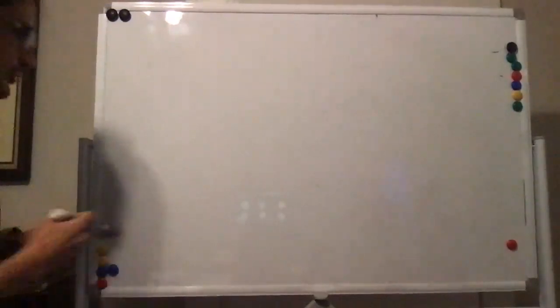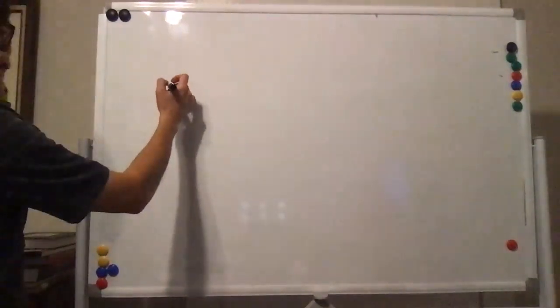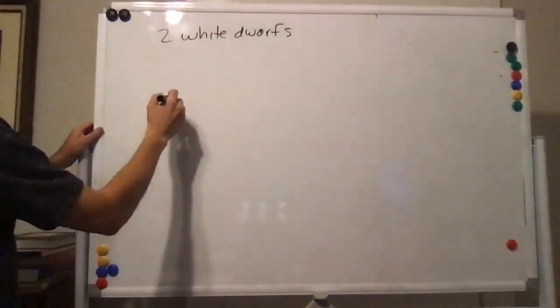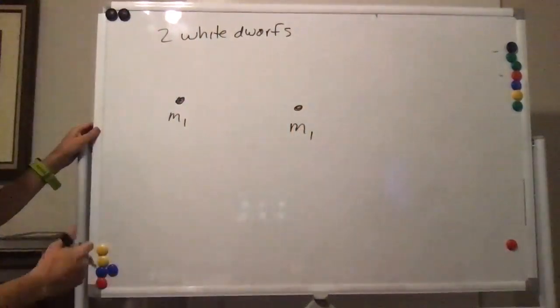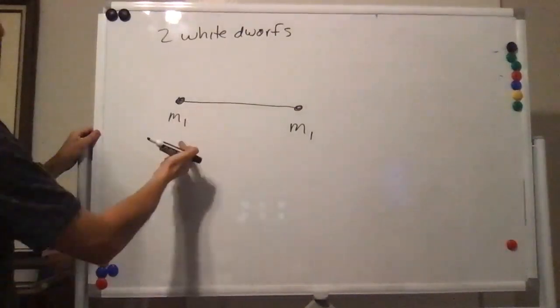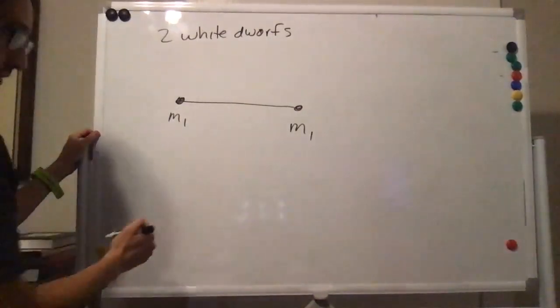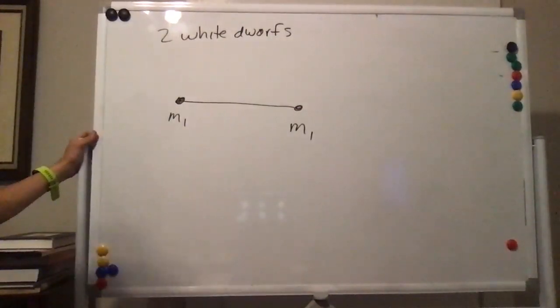Another situation in which this radiation of gravitational waves is important is when you have two white dwarfs. So you have one here, say that they have similar mass. And so as they radiate gravitational energy, the distance between them is going to decrease. And at some point, what do you think is going to happen? They're going to collide.